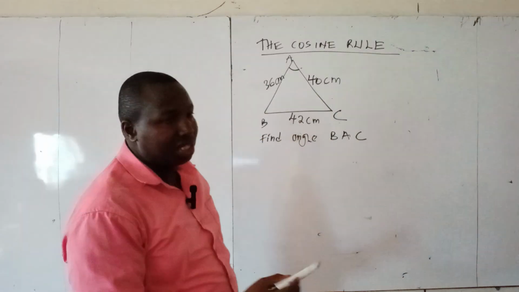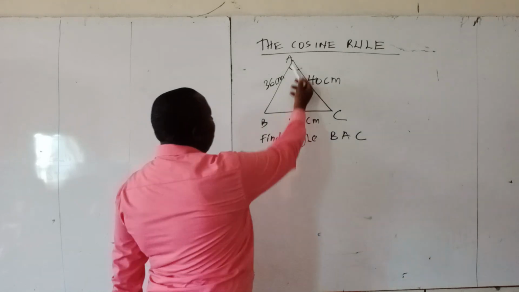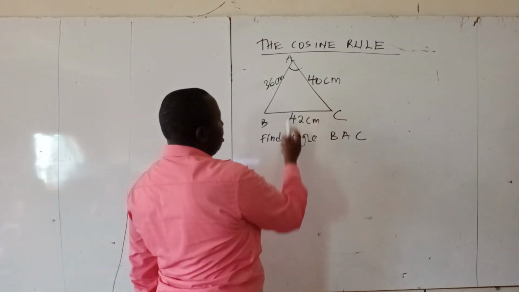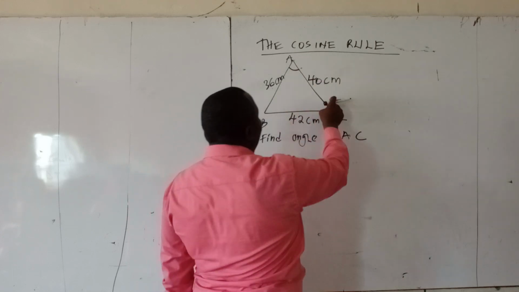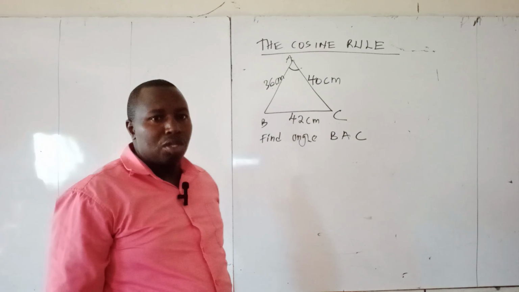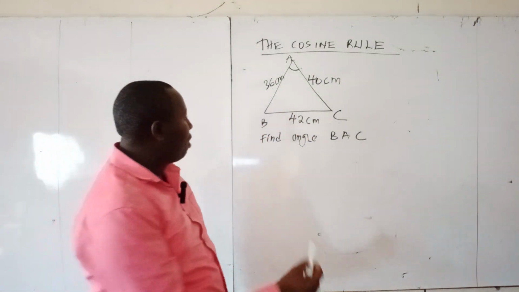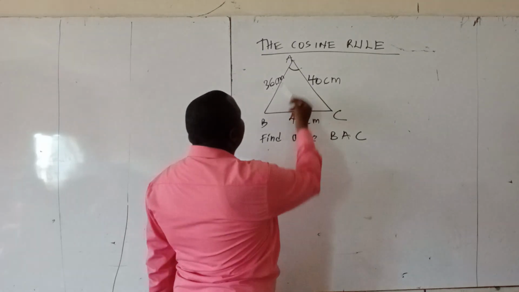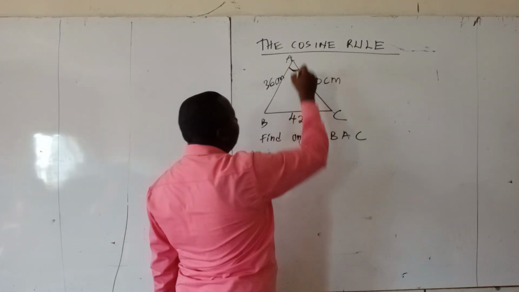We have a triangle. You're given a triangle ABC with sides AB is 6 centimeters, BC 42 centimeters, and AC is 40 centimeters. So this is the triangle given, and you are told to find angle BAC, this angle.